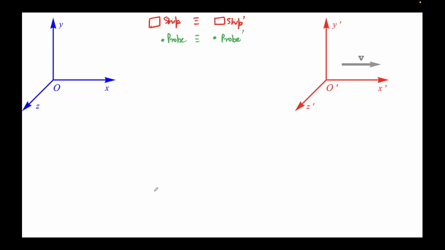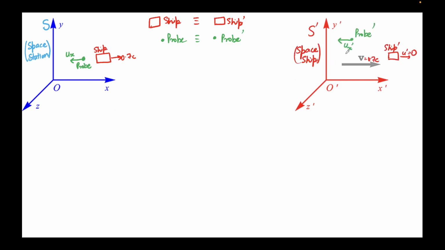Now I have reproduced the system here itself. On the left, the red rectangle denotes the spaceship, while the green circle denotes the probe. On the left you can see the space station in blue, and it observes that the spaceship is moving towards the right at 0.7c, and the probe velocity is ux. Similarly, the same will be visible in the S prime frame, the spaceship frame on your right. The spaceship itself will appear to be at rest. This means the spaceship velocity is 0, which makes sense because we are in the spaceship frame, while the probe's velocity we can observe as ux prime.